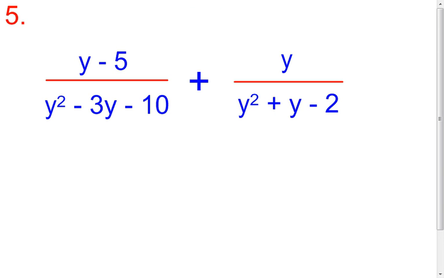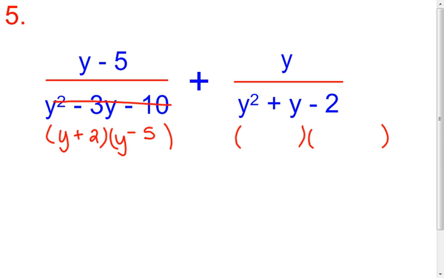All right, moving on to something just a little bit different here. Now we have to, again, factor the denominators. And so when I factor this denominator, this will factor as y and y. 10 can either be 2 times 5 or 1 times 10. 2 and 5 will work. Plus 2, minus 5. Okay. Over here on the right, we have a y and a y. And then to get a 2 at the end, it could be 1 times 2.